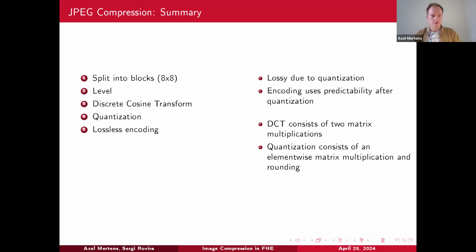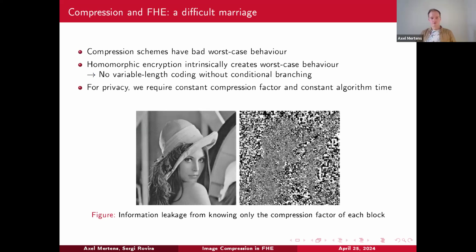All right. So how do we combine this with FHE? The thing is that compression schemes generally have a bad worst case behavior. So if every symbol or every letter in a sentence would have the same probability of occurring, then you cannot compress it much. Also, homomorphic encryption intrinsically creates the worst case behavior because it is very hard to do conditional branching. It's too expensive in FHE. And it also would defeat the purpose often of doing FHE. So we cannot do variable length coding.